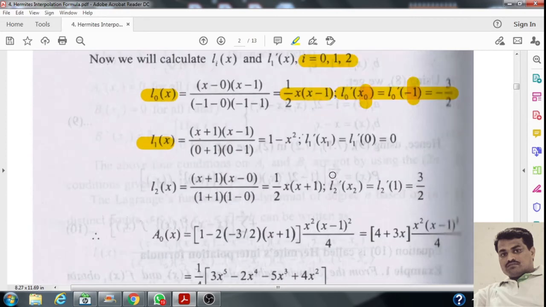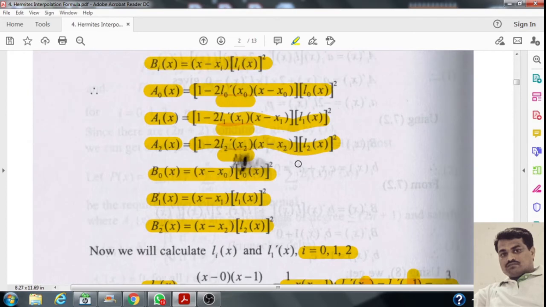This is the numerator, (x plus 1)(x minus 1), divided by the denominator, where we replace x by x1. What is x1? It is 0, hence write 0 here. Also, instead of this x we write 0. We simplify this right hand side and we get L1(x) equal to 1 minus x square.